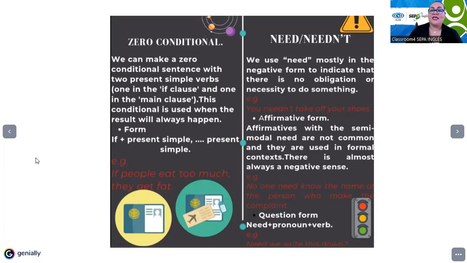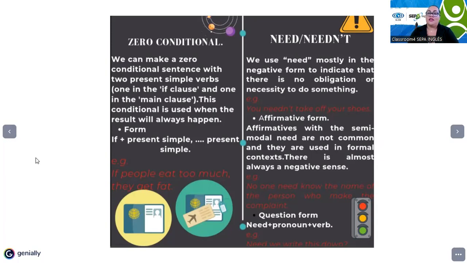La cláusula if in Spanish is si yo hago esto, si yo como, si yo trabajo, tengo dinero. Si yo no estudio, repruebo los exámenes. There is a kind of cause, una causa, and a result. And both are in present, okay?